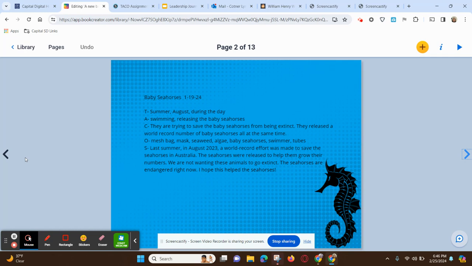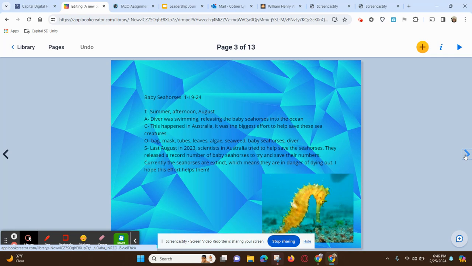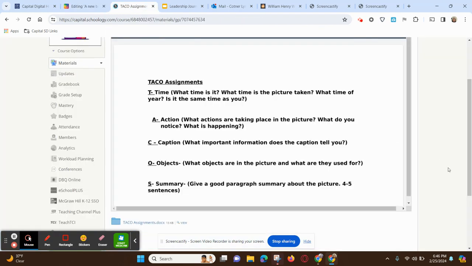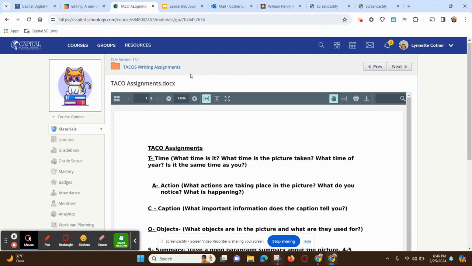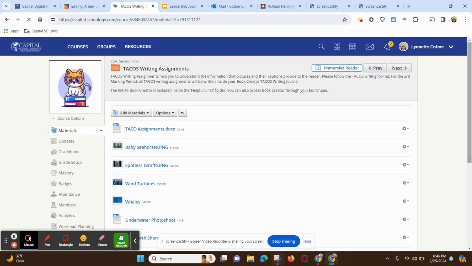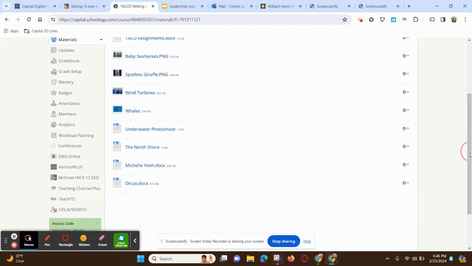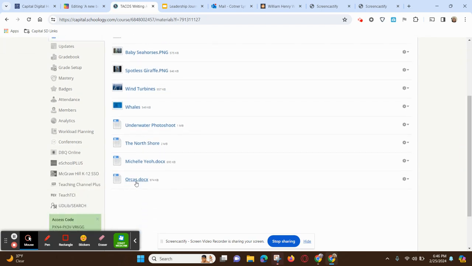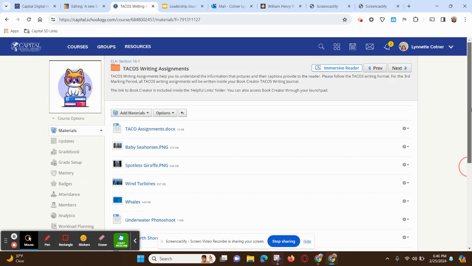So each assignment would be 1 page. I do have 2 baby seahorses because I did 1 for each class. This was a snow day, so we were doing online learning, so I made 1 for each class. But as I said, these are the directions for the taco writing assignments, and then here is every single taco writing assignment. This week we will be doing orcas.